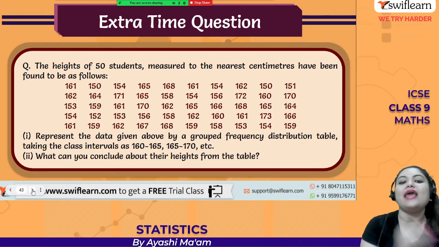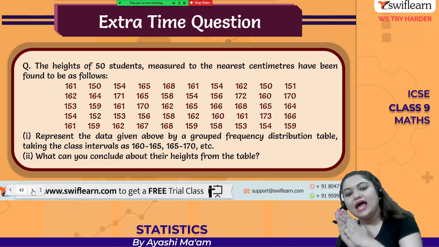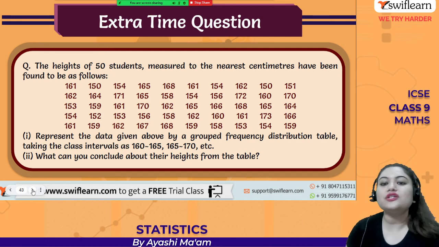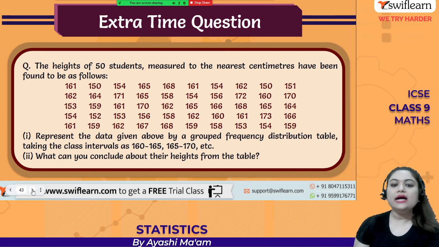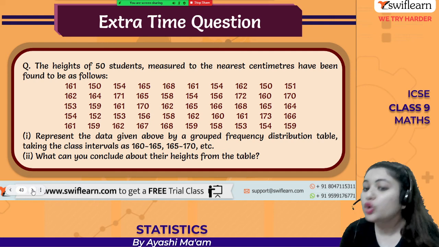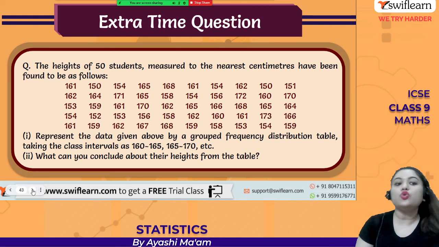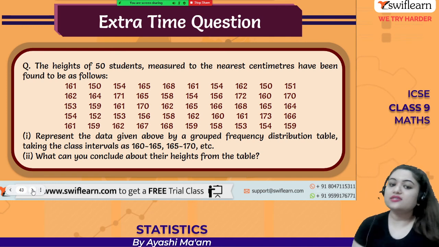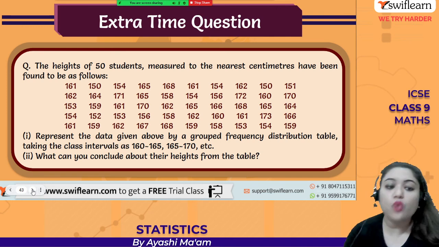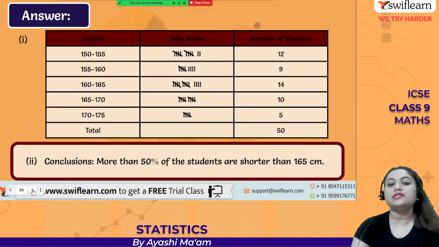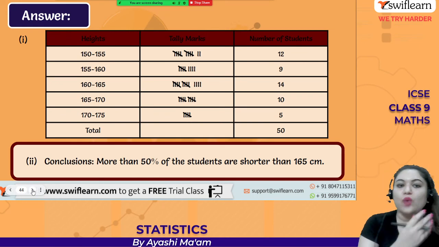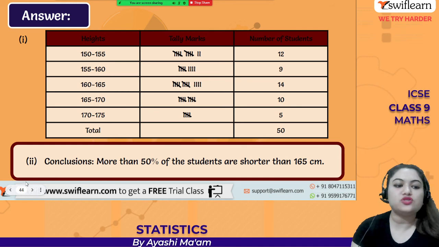Here we have an extra time question. Just let us see. The heights of 50 students are given. Represent the data by a group frequency distribution table taking the class intervals as 160 to 165, 165 to 170, like that. And what can you conclude about their heights from the table? So see, they have drawn the heights. So 150 to 155. How many students?